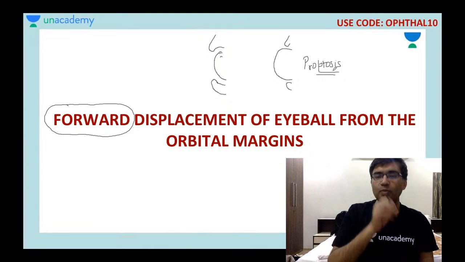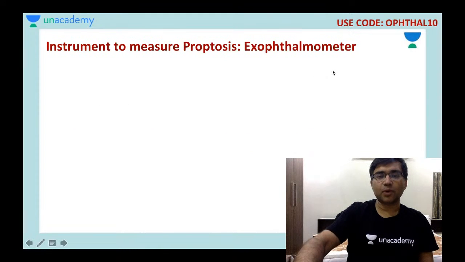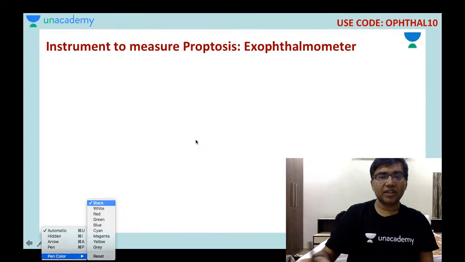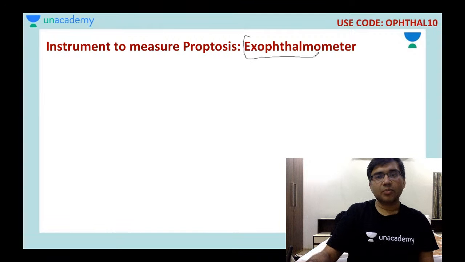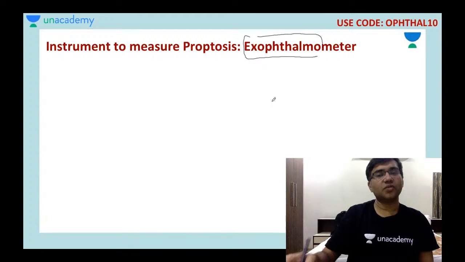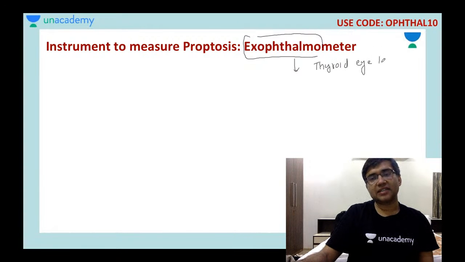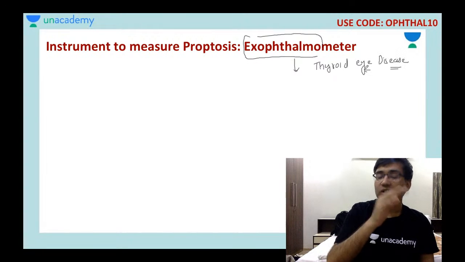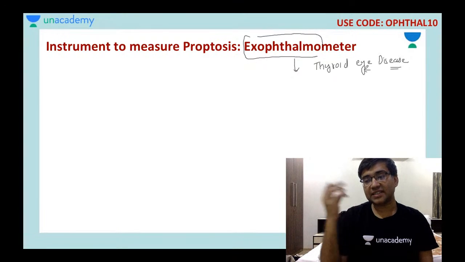Now the instrument through which we can measure this proptosis is called the exophthalmometer. Why is the word exophthalmometer used here? Because exophthalmos is also a name for proptosis. Exophthalmos is more commonly used when we are talking about the proptosis that happens in thyroid eye disease. Remember this very important point: thyroid eye disease is one of the most common causes of both unilateral and bilateral proptosis in adults.